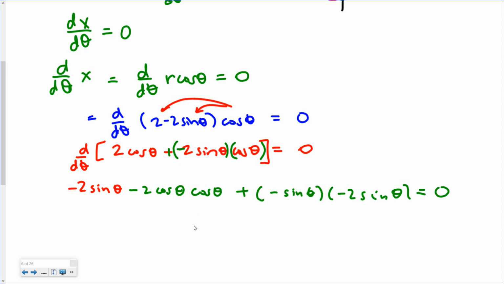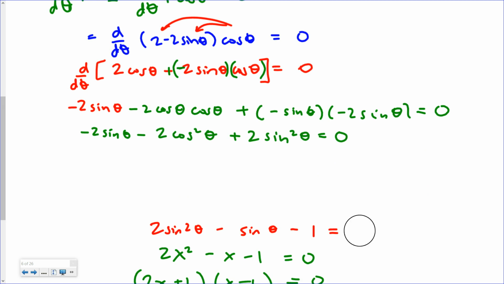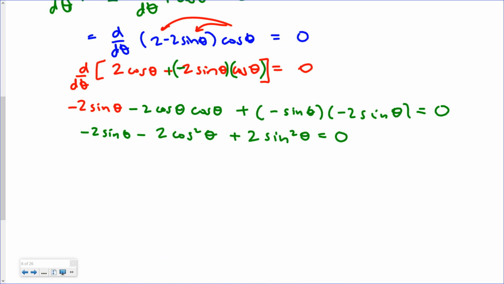Are you guys with me so far? Okay, so all I'm going to do is try to simplify this. So what I have is negative 2 sine theta minus 2 cosine squared theta plus 2 sine squared theta is equal to 0. So what I want to do is solve for theta. That's my goal. Solve for theta.